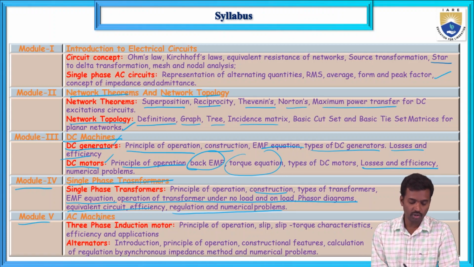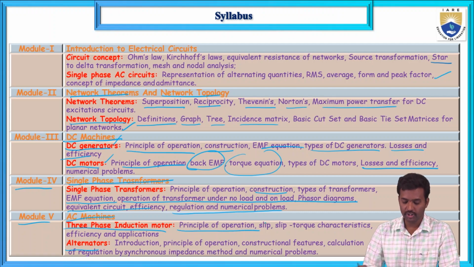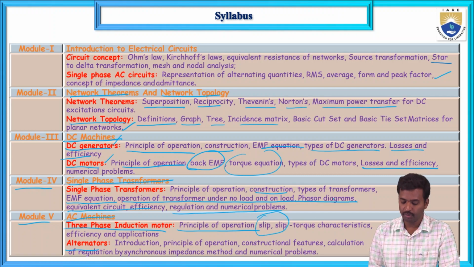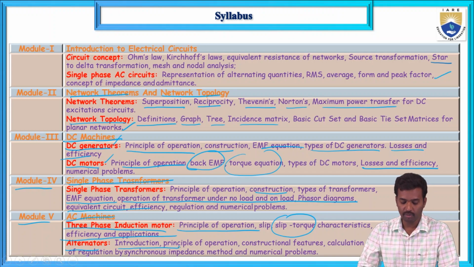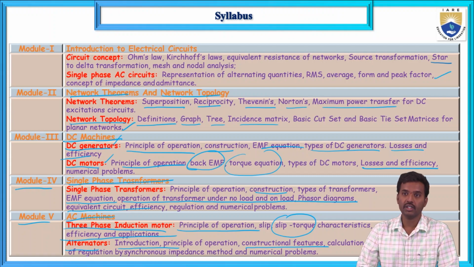Next, the fifth module: AC machines, that means single phase and three phase induction motor and alternator. In the same way, the working principle and construction of three phase induction motor, torque slip characteristics, efficiency and applications. Alternator: introduction and principle of operation, constructional features, and calculation of regulation of alternator using the synchronous impedance method, and numerical problems. So this syllabus has a total of 5 modules.